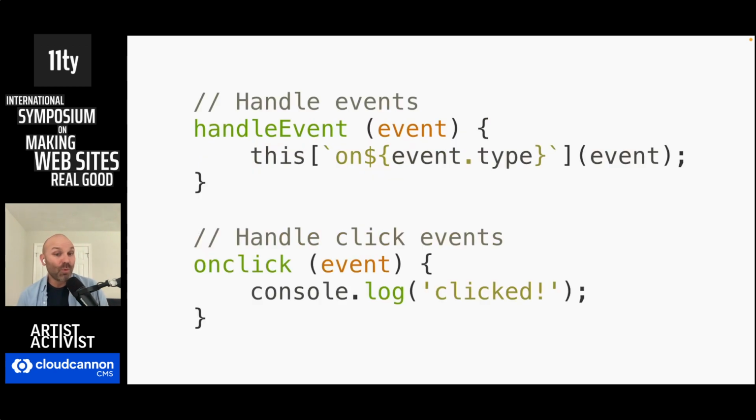If you need to listen to more than one type of event, you can even create on methods in your class with each of your different event types, and then use the handleEvent method to automatically route them. So here I have an onclick event, and whenever that event type fires, my handleEvent method is going to automatically run that method for me. So you don't have to use a bunch of if else statements or anything. You can just set handleEvent to do all the work for you.